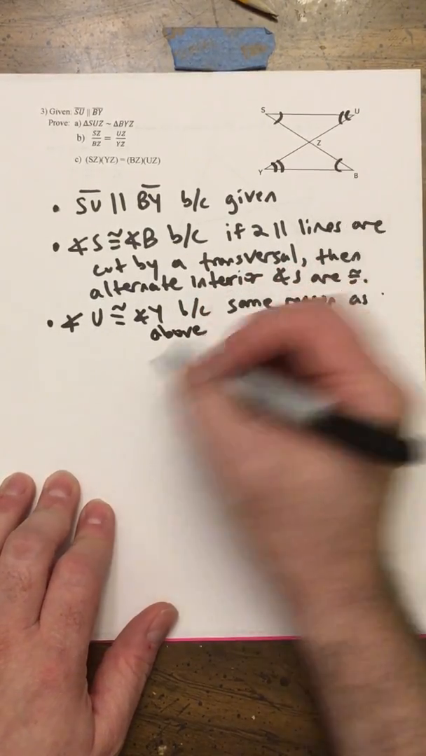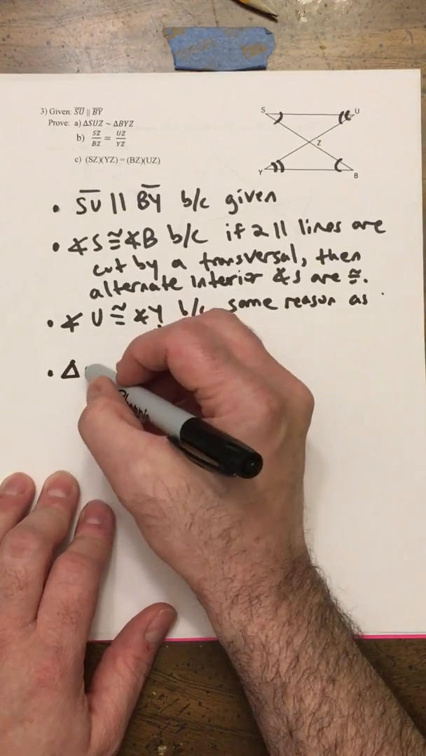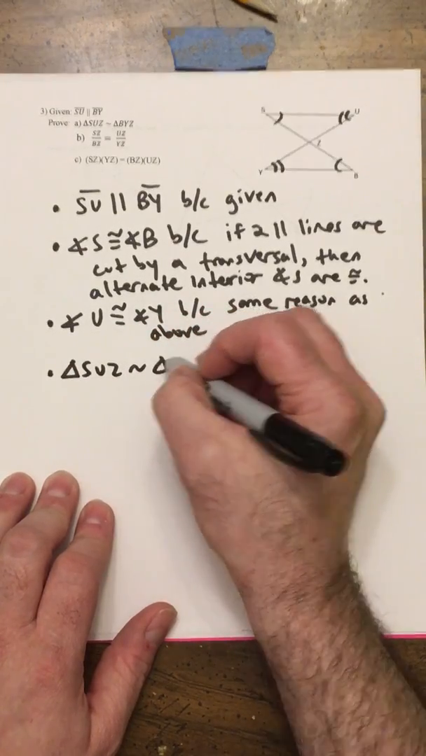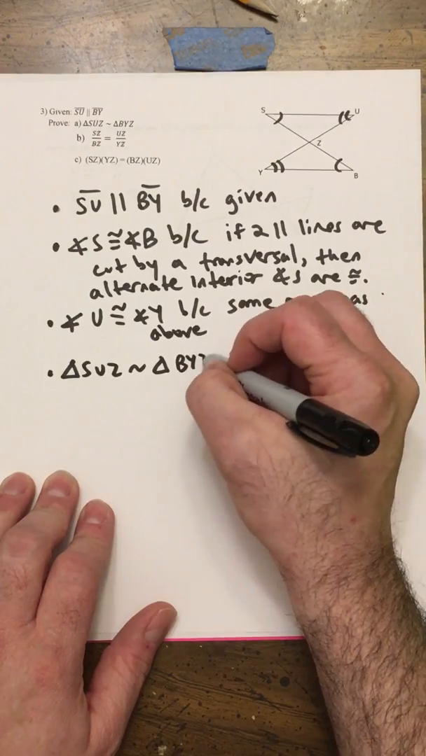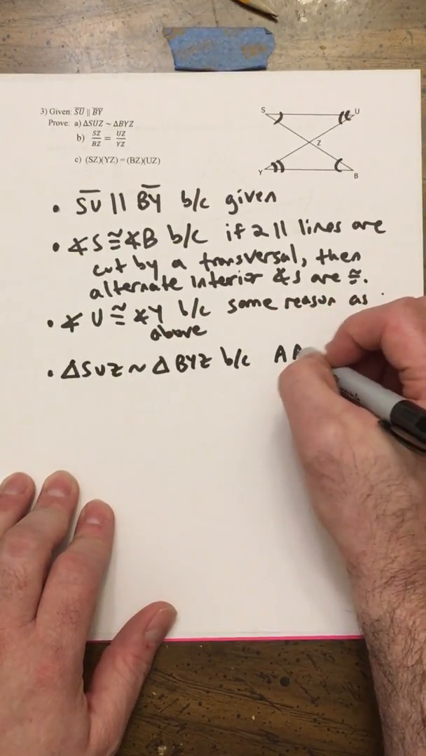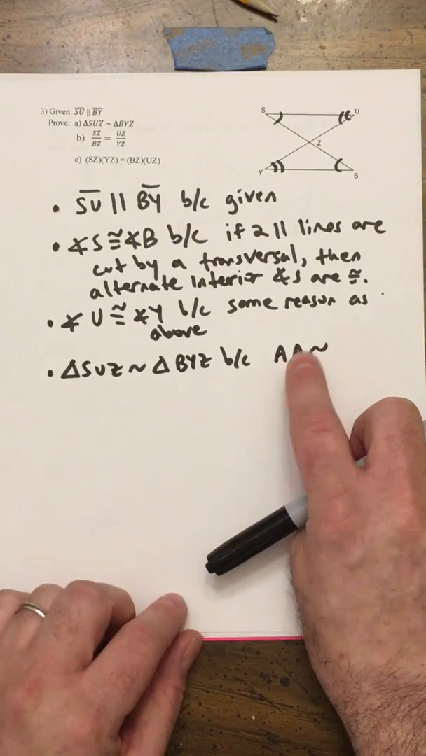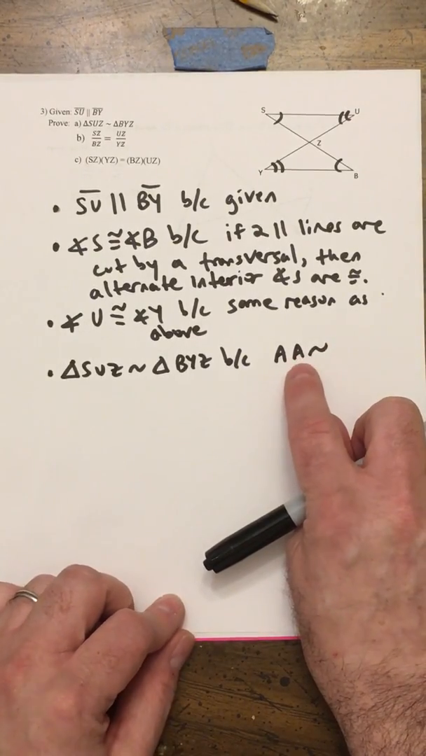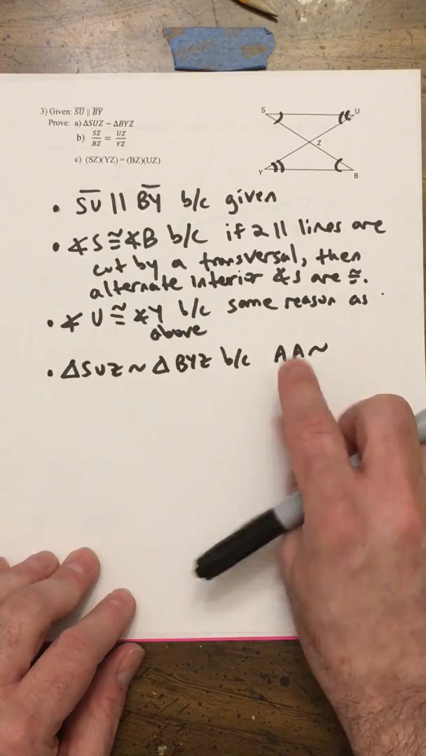And now we have enough information to prove the triangles are similar. Triangle SUZ is similar to triangle BYZ because of angle-angle similarity, and as I already said, that's the primary reason why triangles are similar in proofs.